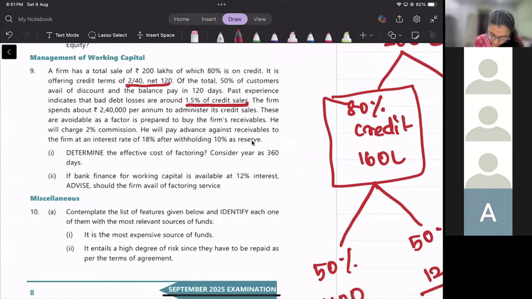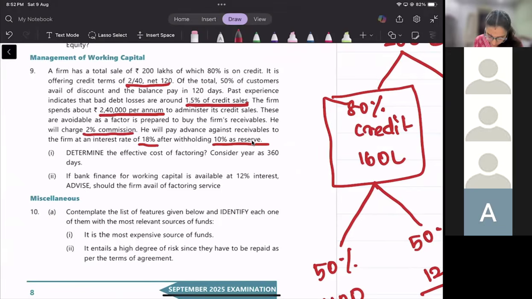Now, past experience indicates that bad debt losses are around 1.5% of credit sales. The firm spends around 2,40,000 per annum to administer its credit sales. That is, right now it has a cost of 2,40,000 per annum. These are avoidable as a factor is prepared to buy the firm's receivable. So this question is about factoring. He will charge 2% commission. He will pay advance against a receivable to the firm at an interest rate of 18% after withholding 10% as reserve.